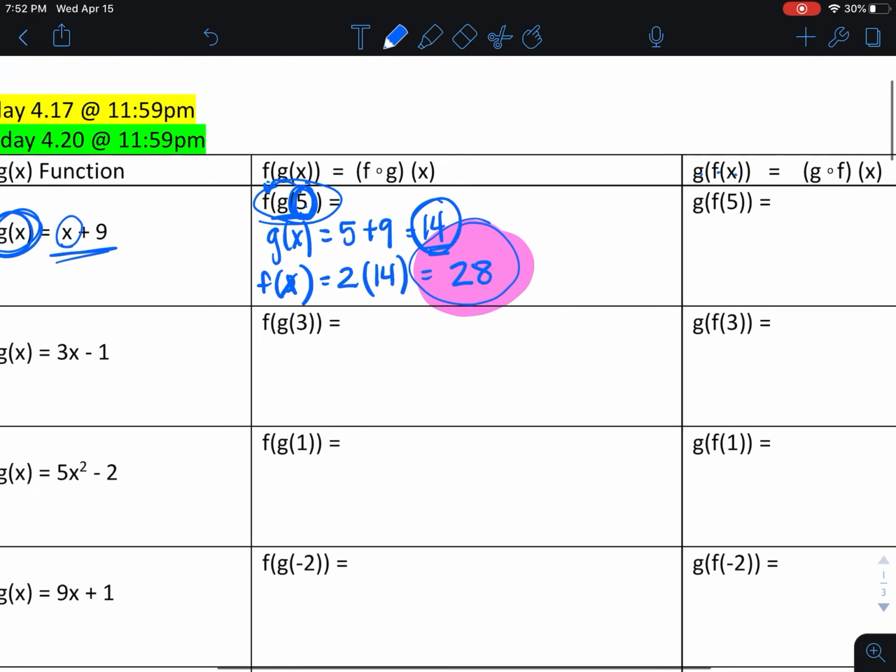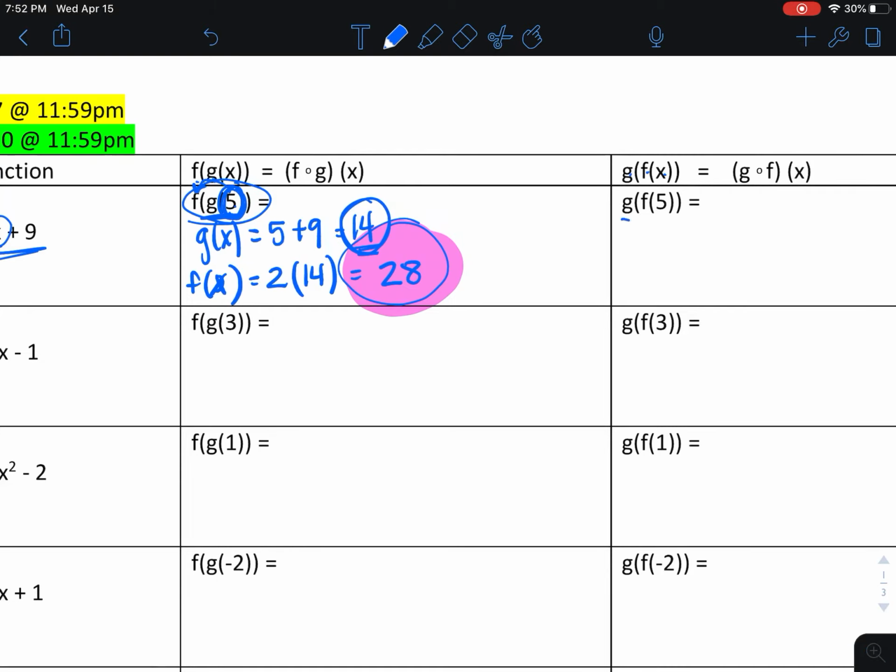All right, so now we have g of f of 5. Remember these parentheses, just think of it, that's where we say the word "of." So we have g of f of 5. I'm going to start with the innermost function, so we start with our f of 5.